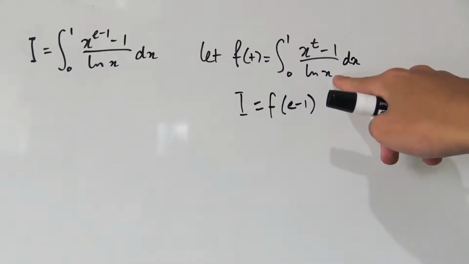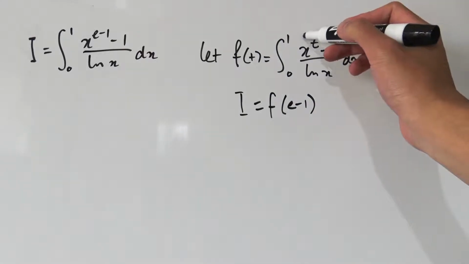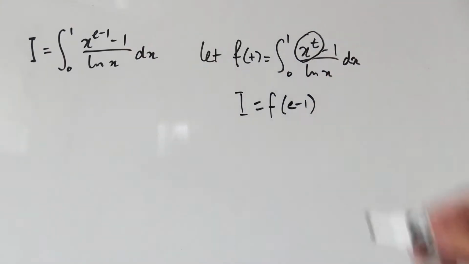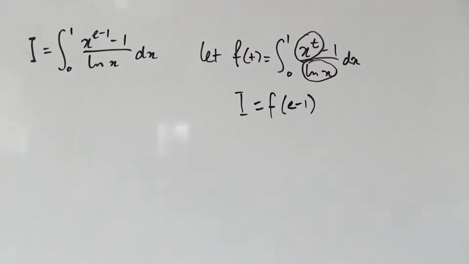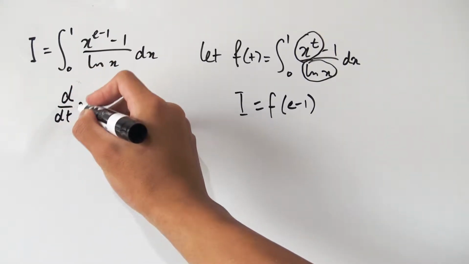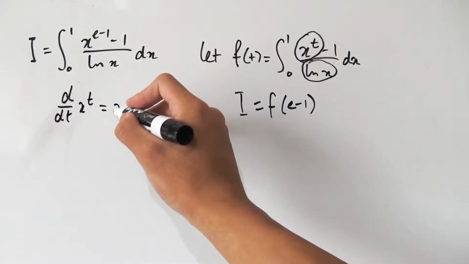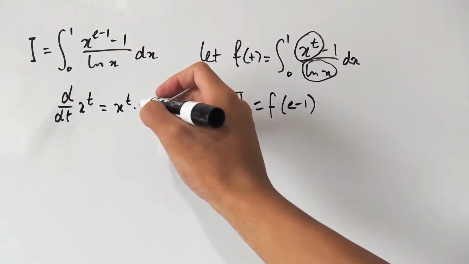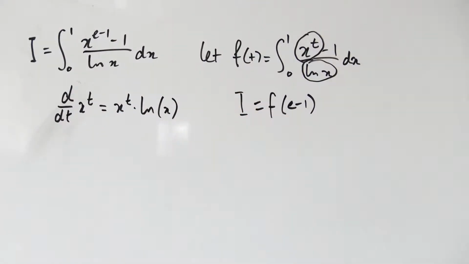So now let's try and get rid of this natural log somehow. Notice this term right here, this x to the t. How can we generate some kind of natural log maybe to cancel it out? Well, notice that if we differentiate x to the t with respect to t, what we're going to get is the original function itself times an extra factor of natural log of the base. Let's say x like that.